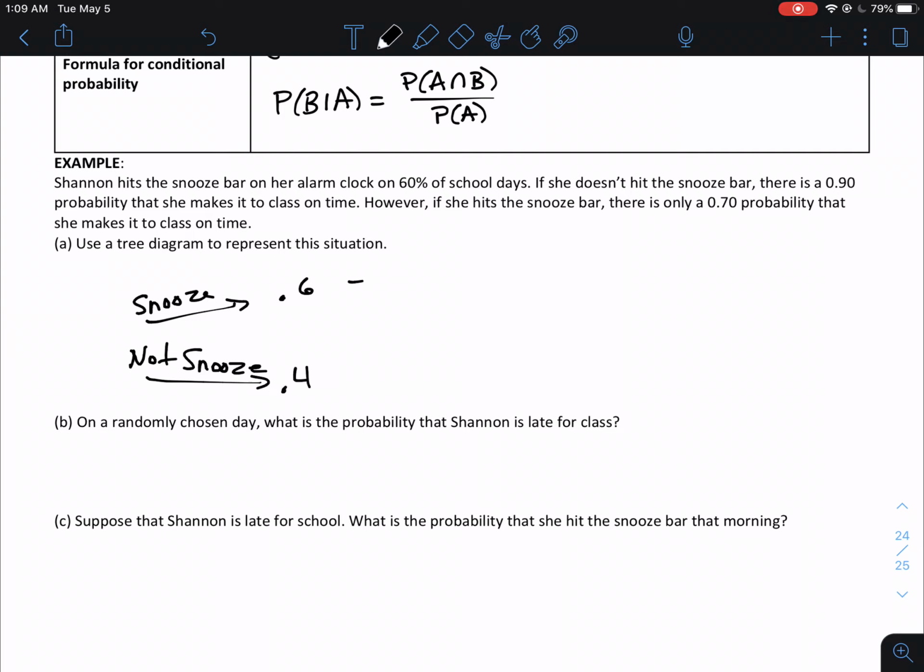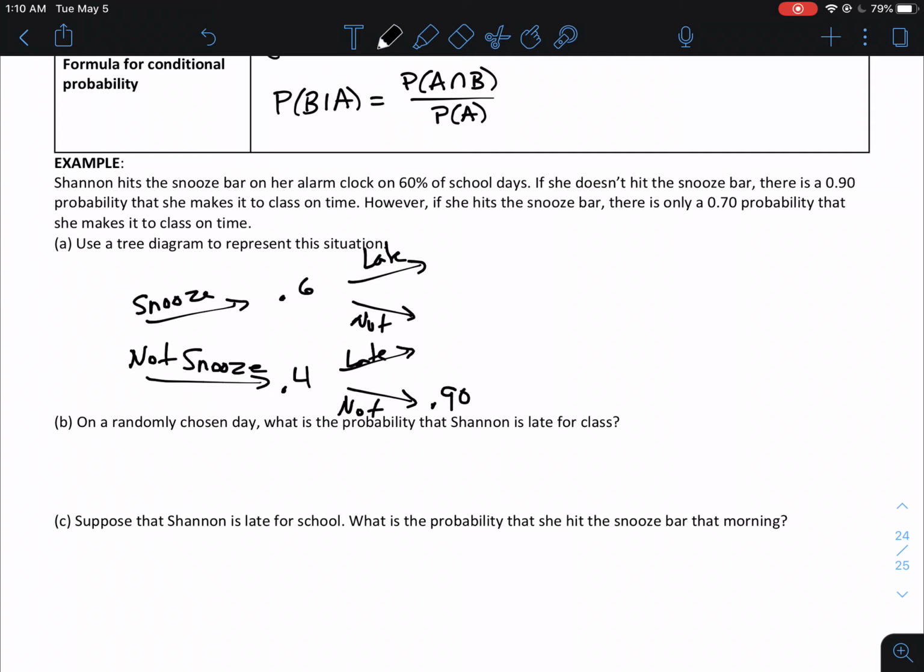Now from each of those, we're going to branch off again. This is the idea of a tree diagram, you've got these branches. After she hits the snooze button, she's either going to be late to school or she's not going to be late to school. And that's going to be the same for each of the two scenarios. It says if she doesn't hit the snooze bar, there's a 0.9 probability that she makes it to class on time. So no snooze bar and not late, 0.90.